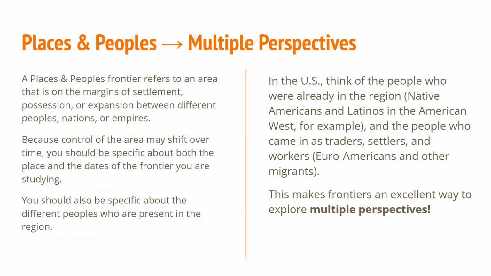So pay attention if you have students who find that they must work on this kind of frontier. They need to pay very close attention to who is in power and how power is shifting and changing, who is in control in the region. But also always making sure that they are addressing multiple perspectives in that place and time, and including the people who were already in the region. In the American West, that's going to be certain Native American tribes that are relevant to the location they're studying, as well as Latinos in the Southwest and moving up into Utah.